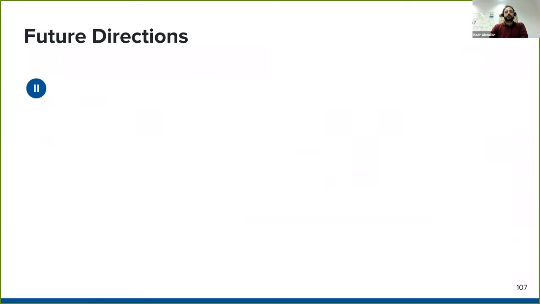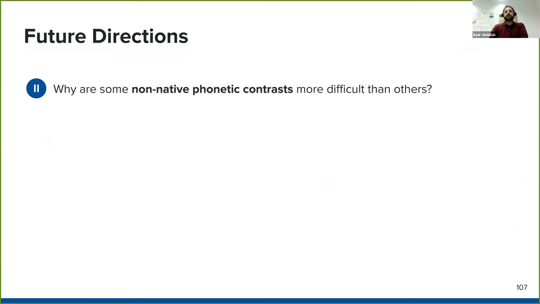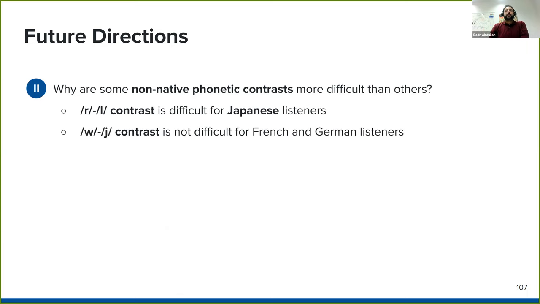The second question that would be interesting to look at is, why are some non-native phonetic contrasts more difficult than others? So here I presented one case for the processing difficulty for Japanese listeners when it comes to the la ra contrast, because this contrast is not linguistically meaningful in Japanese. But the wa ya contrast also has a similar thing as the la ra contrast in Japanese.